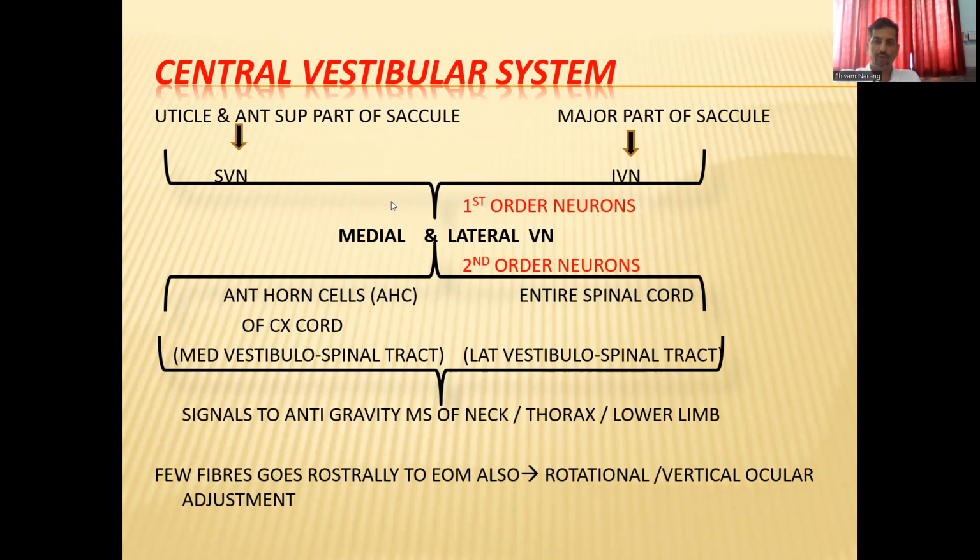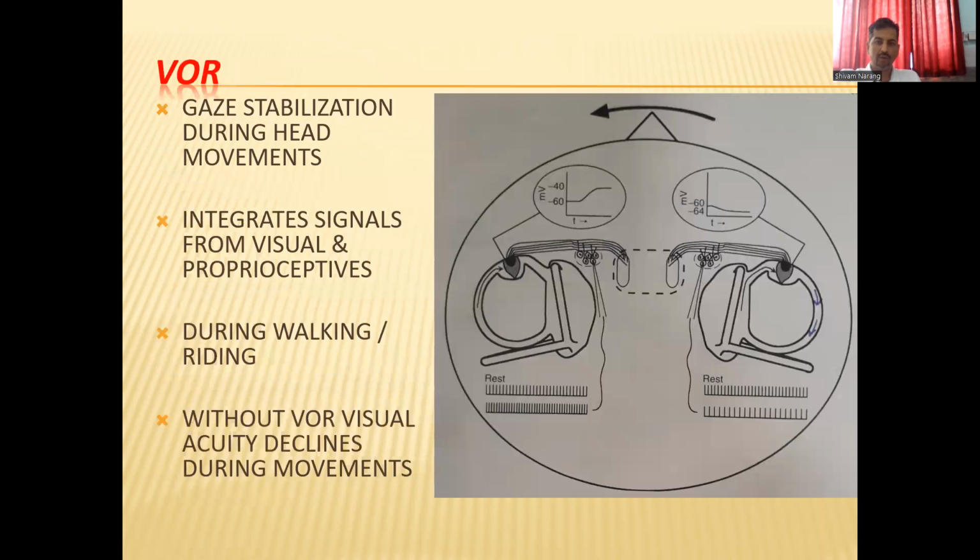So we'll continue the topic of vertigo. So we were discussing the vestibulo-ocular reflex. This reflex is for gaze stabilization during head movements. So whenever our head is moving, or we are walking or driving, or on any movement, we need to focus on one object, and that is what is done by the vestibulo-ocular reflex.